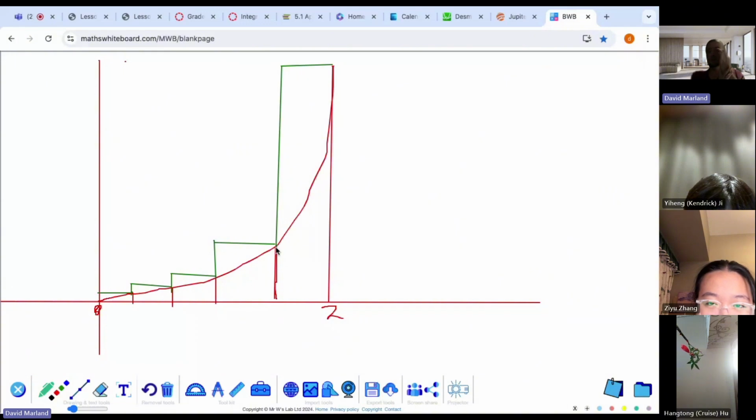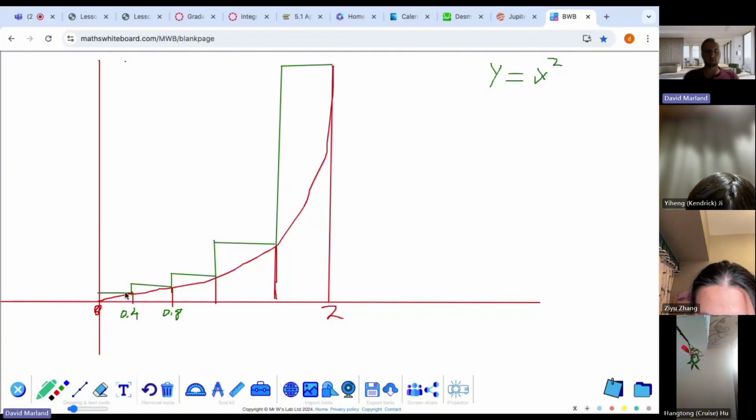So the question is, is it an overestimate or an underestimate? Okay, I'll let you think about this. So we've got 5 rectangles. This is from 0 to 2. So this is going to be 0.4. This is going to be 0.8. Okay, so this is for the function y is equal to x squared.